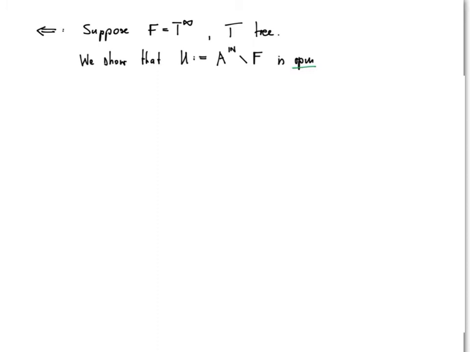Now we do the other direction. Suppose that our set F is given as the set of infinite paths through a tree T, and without loss of generality, we can assume that T is not empty. We have to show that the complement of F is open. So let's denote the complement by U.